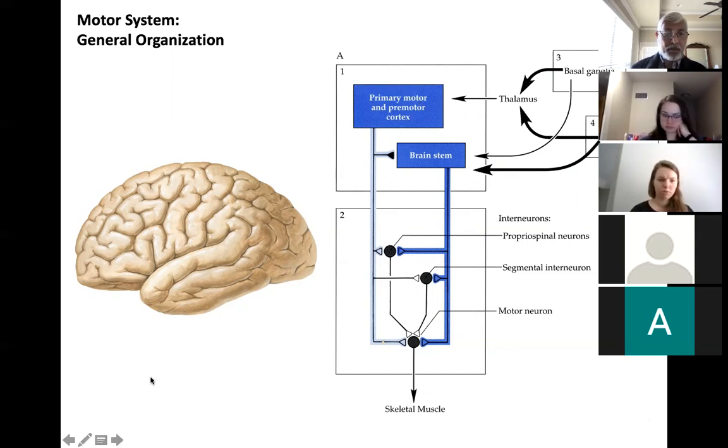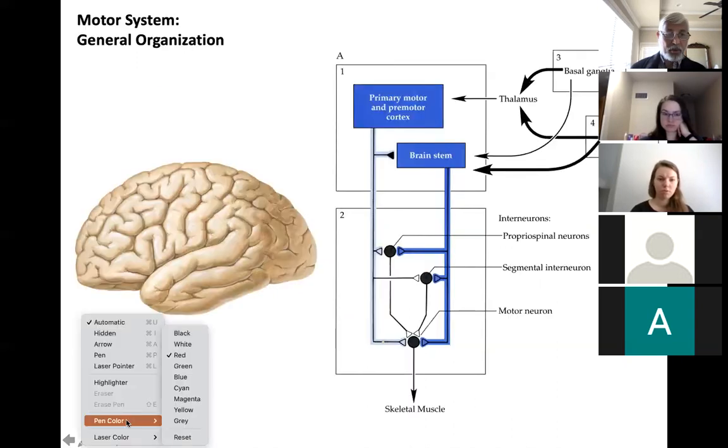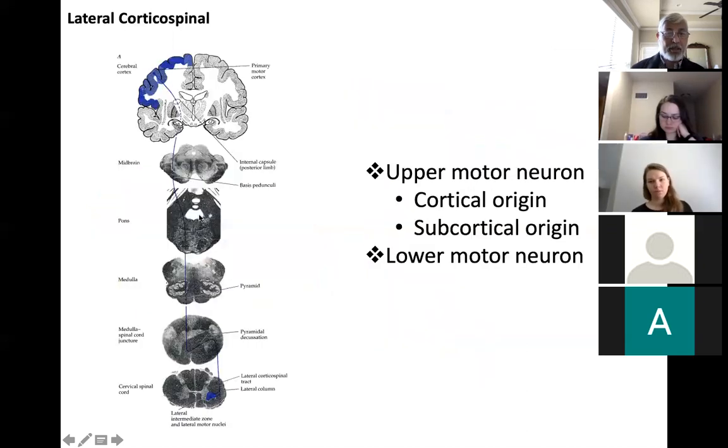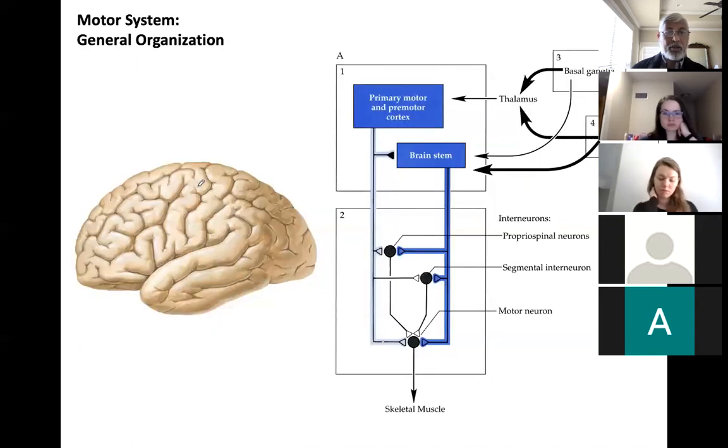Let me do some drawing here. Let me use the pen. If you are familiar with the cerebral cortex, this is the cerebral cortex, right? If I draw a line like this, this is called the central sulcus, okay?